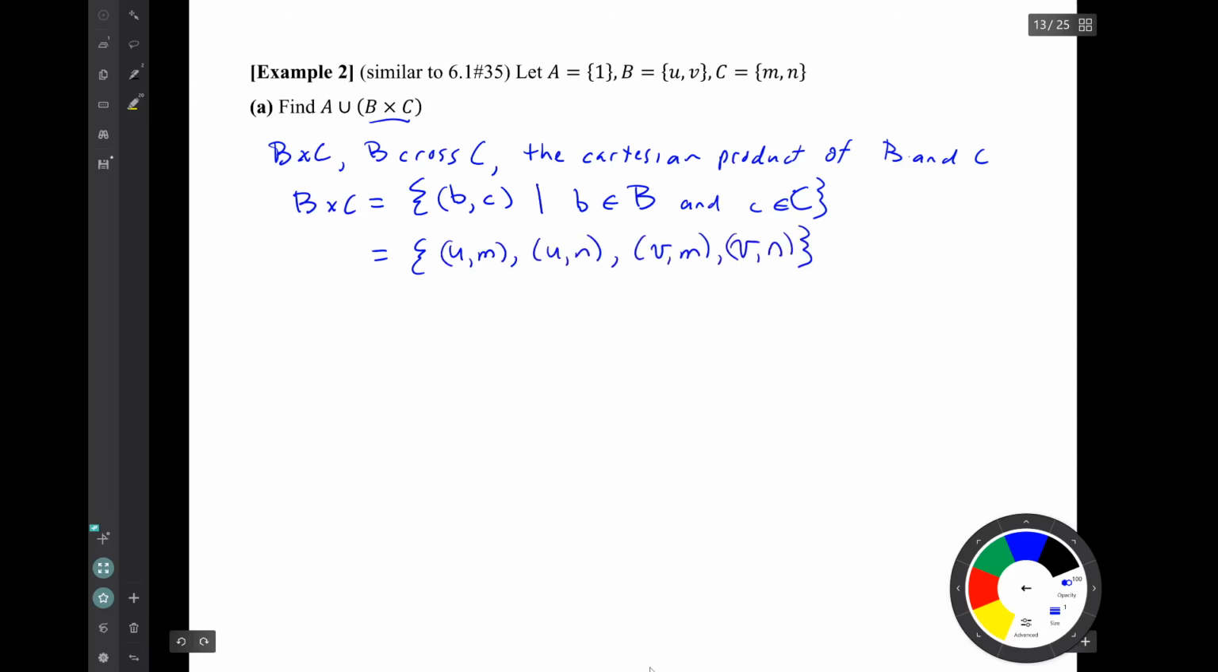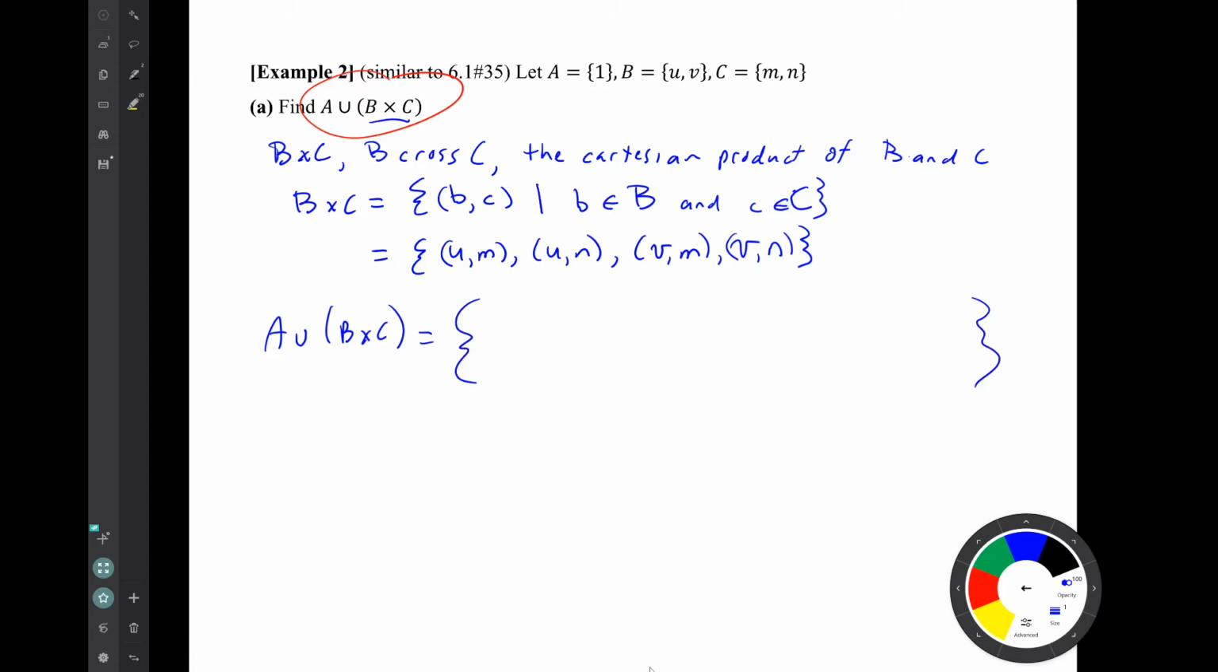So the elements of B cross C are these ordered pairs. Now we're supposed to build this, A union that. So A union that is going to be a set. So we put set brackets. Now what does that consist of?